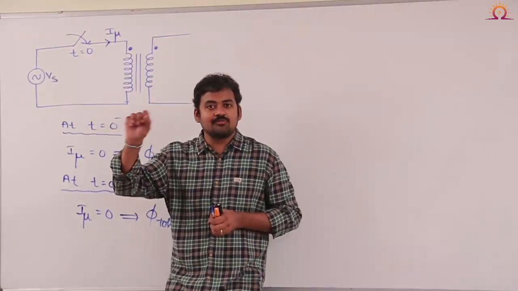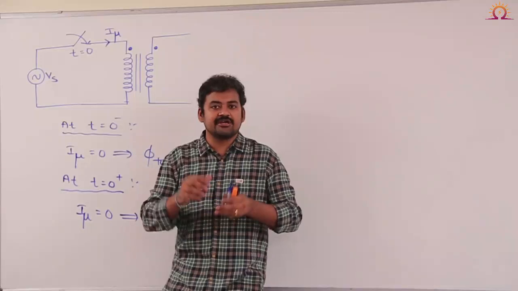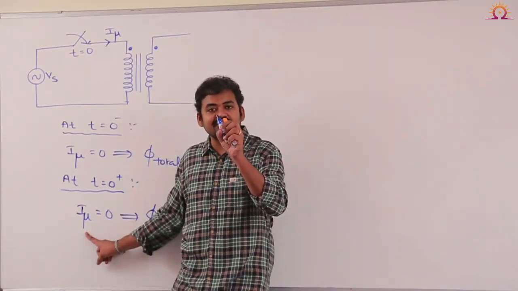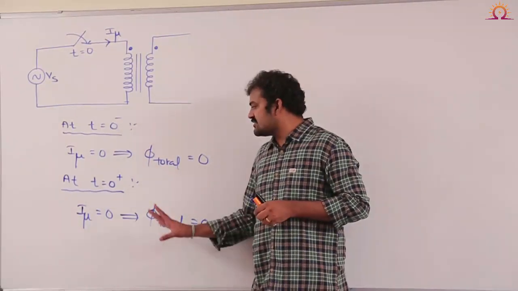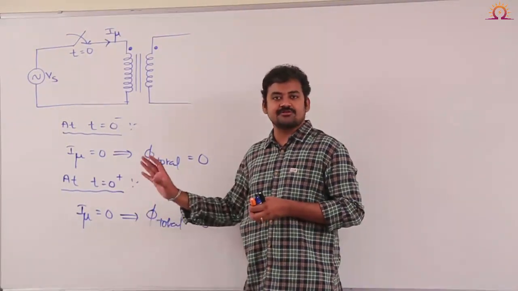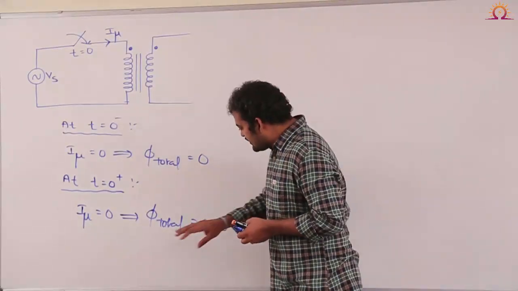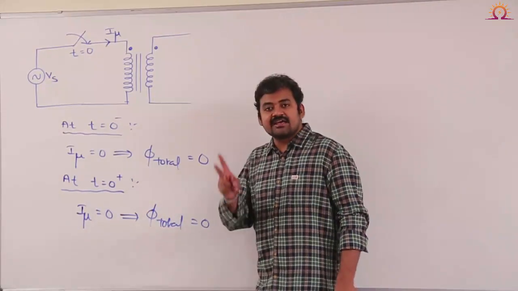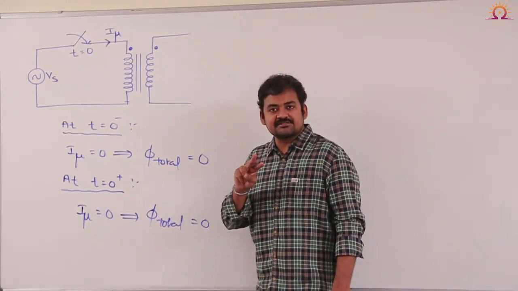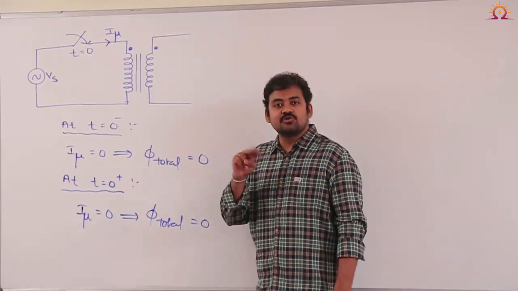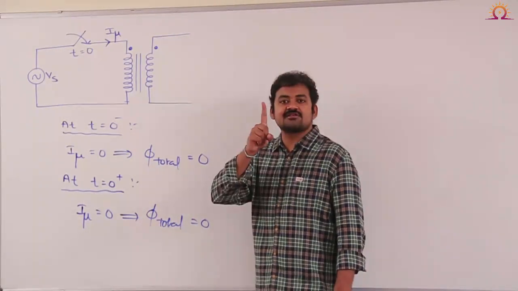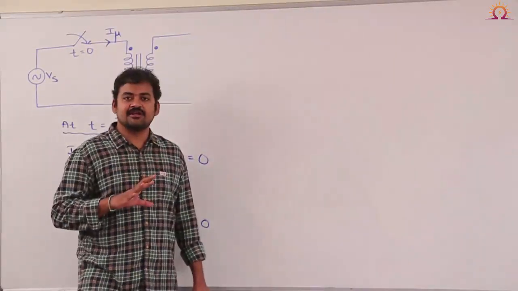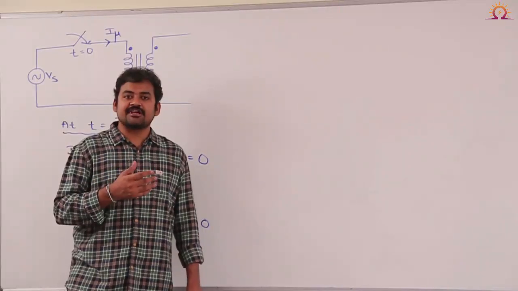One is transient component, another one is steady state component. When you add both of them, the resultant current should be equal to 0 at the time of switching. Therefore, the total flux in the transformer core must also be equal to 0 at the time of switching. But you tell me, this total flux will have how many components in it? Again, as a current has two components in it, steady state and transient, similarly, flux will also have two components in it. One is steady state, another one is transient. Whereas steady state flux will be purely sinusoidal and transient flux will be sinusoidal or exponentially decaying.